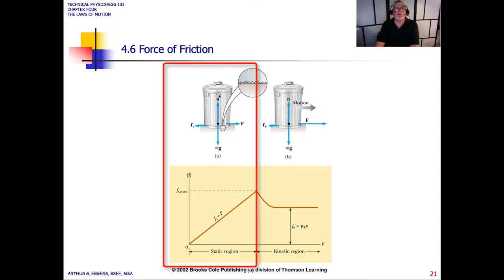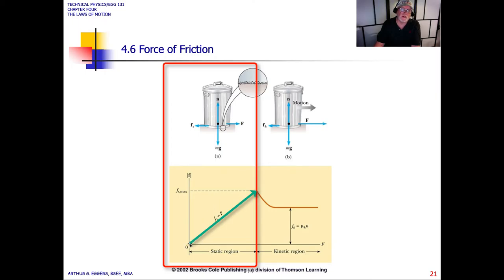If we look at a problem here, a trash can, you know what it's like when you drag your trash can out to the curb. If we look at the trash can and the free body diagram, you'll notice we've got the weight of the trash can, mg. We've got the normal force on the bottom, between the surface of the can and the surface of the ground. We've got some static friction that's preventing it from moving, and we've got some force of you grabbing onto the handle and trying to move it. So you'll notice that the frictional force is rising to some point where the trash can just breaks loose.